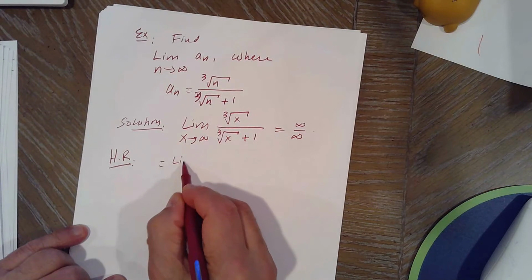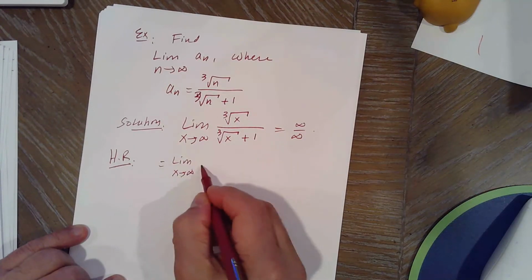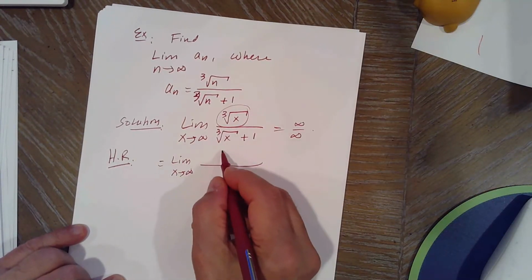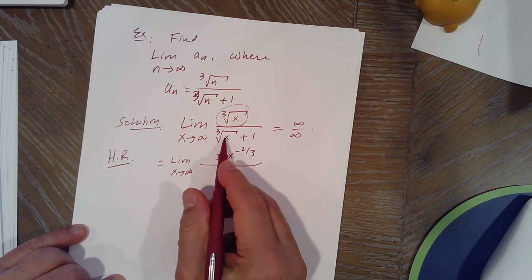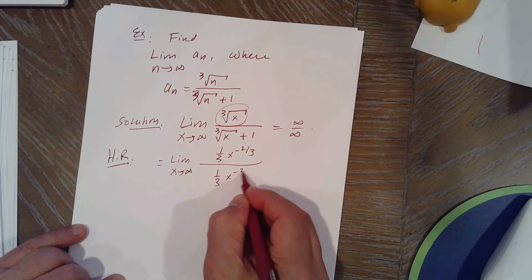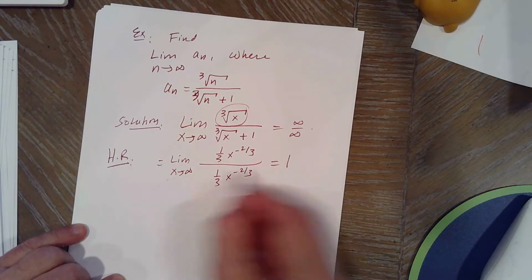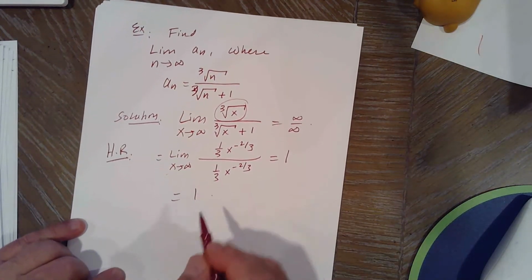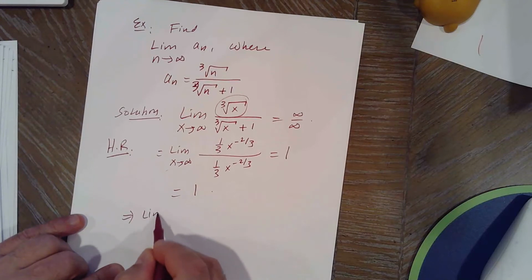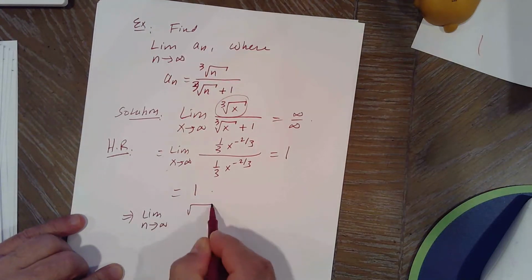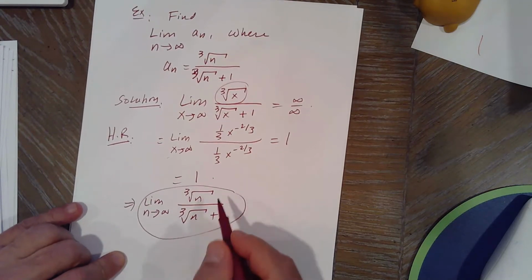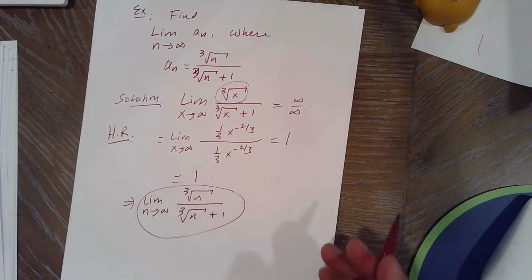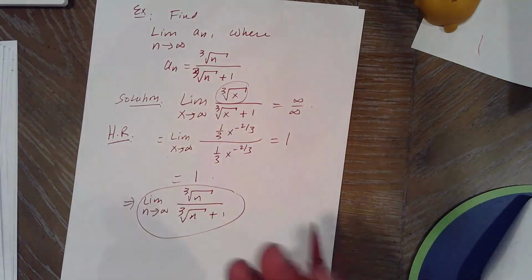So this is going to equal the limit as x goes to infinity. The derivative of x to the 1/3 is 1/3 x to the negative 2/3. And that's also 1/3 x to the negative 2/3, so the ratio is 1. And the limit of 1 is 1. So the limit as n goes to infinity of the cube root of n over the cube root of n plus 1 is 1. We could just do it with this and do L'Hopital's rule assuming n is the variable. Okay, you don't have to do x and then go back to n. I'm going to show you the next one.